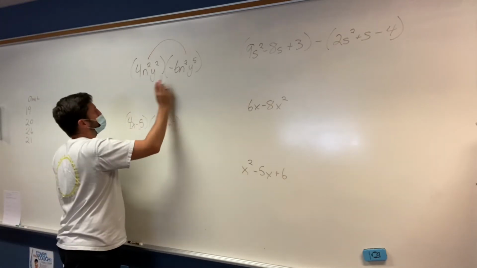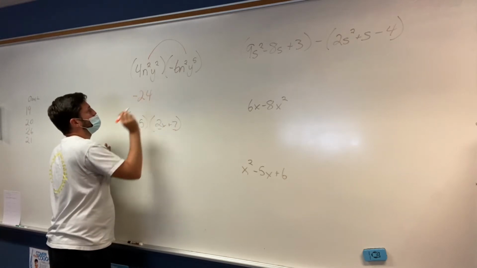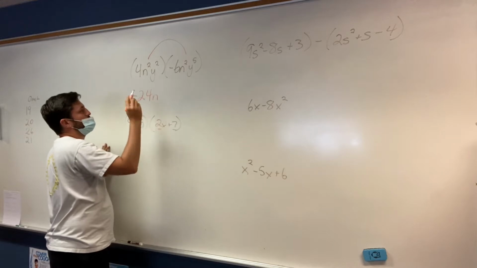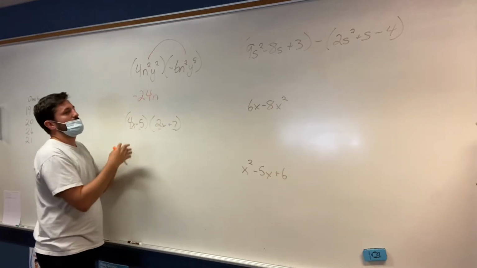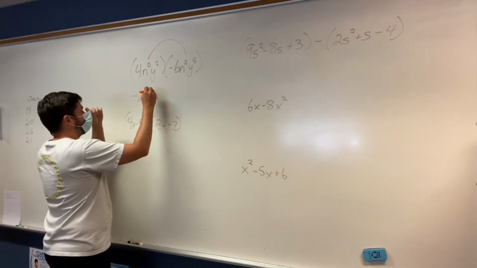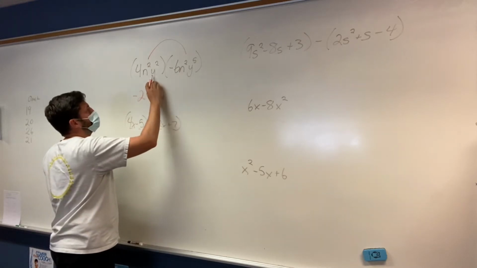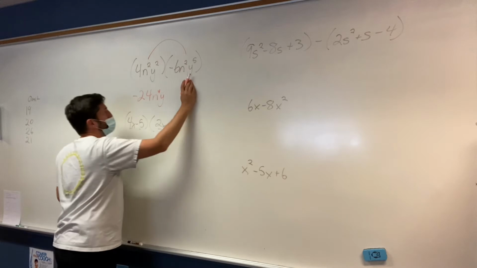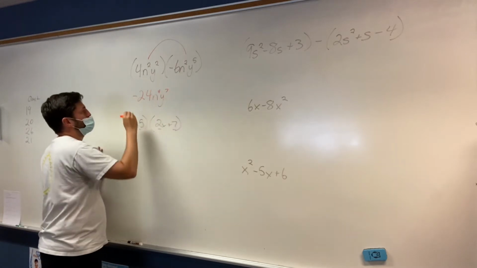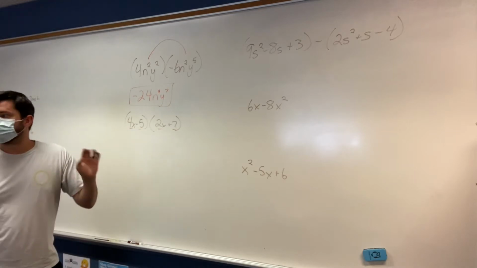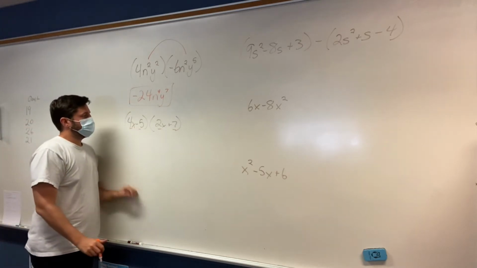4 times -6 is -24. N squared times n, what am I doing with the exponents? When I multiply numbers, I add the exponents, so I have 4, right? And then I have y to the 2nd times y to the 5th, 5 plus 2, 7, cool. That's your answer, okay? Don't let the old school simple stuff throw you off on this test, okay?